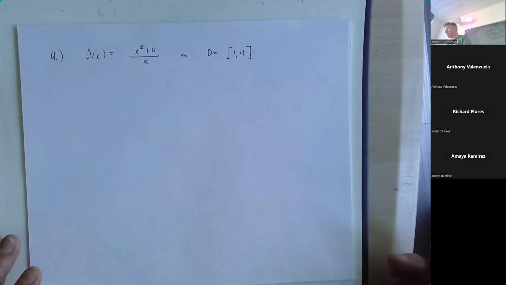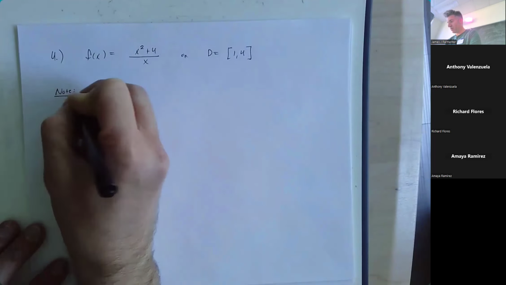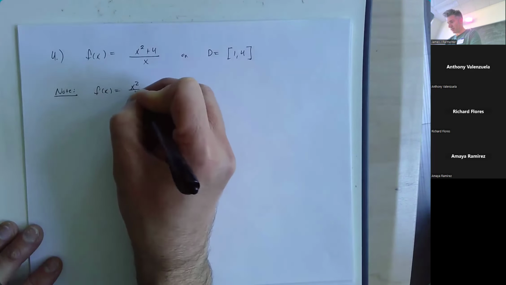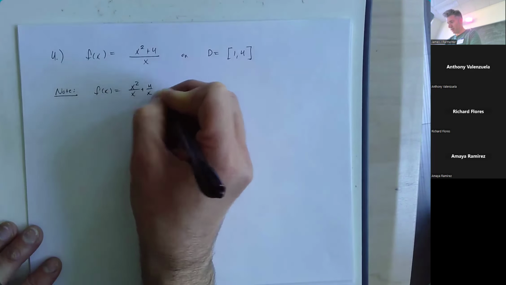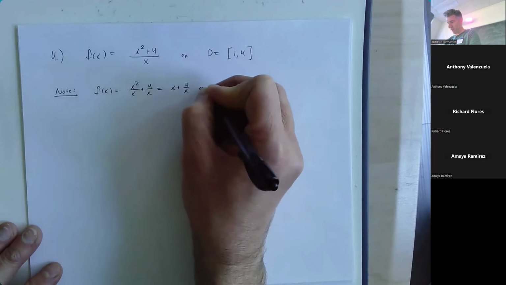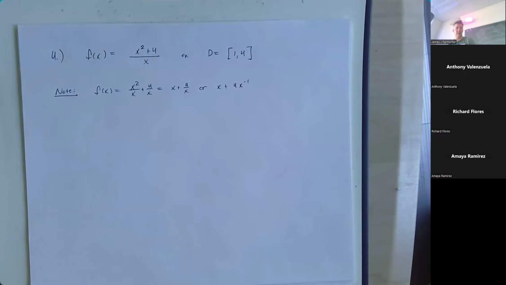I will point out it might be worthwhile to simplify this. We can write that f of x is equal to x squared over x plus 4 over x, which simplifies as x plus 4 over x, or x plus 4 times x to the negative 1. I don't actually know if that's going to be helpful, but it might be helpful. And it's not hard to do.